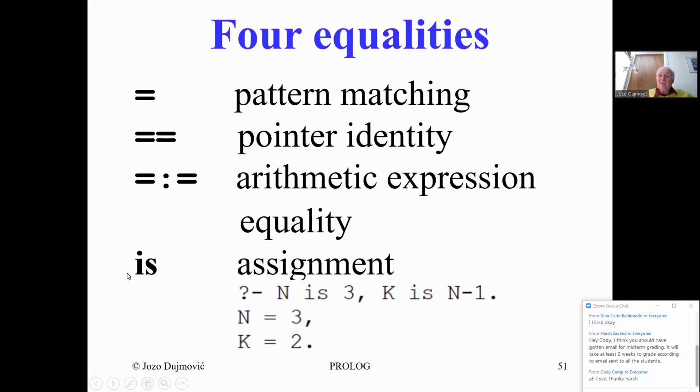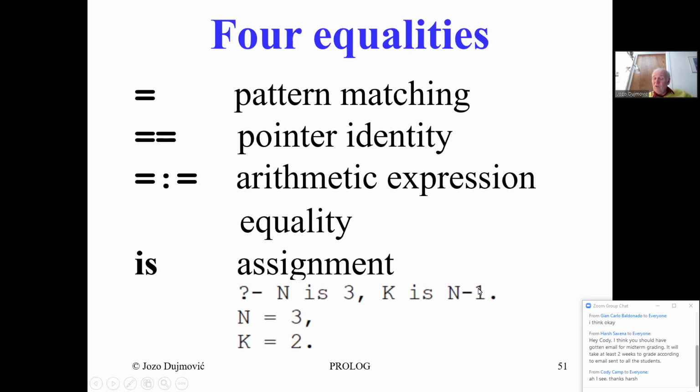And finally, there is assignment. Assignment is like assignment in any procedural language. On the left-hand side of this assignment must be a single variable. On the right-hand side has to be an instantiated expression. So if I say in PROLOG, n is 3, and k is n minus 1, PROLOG will instantiate n with 3, and then will compute n minus 1.